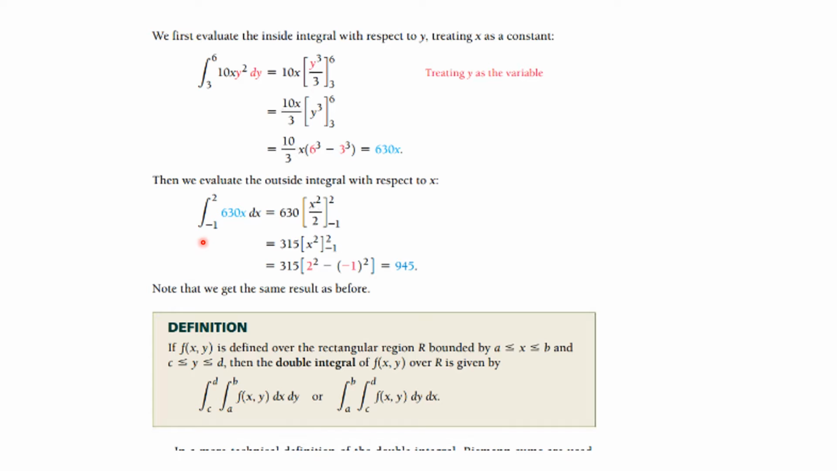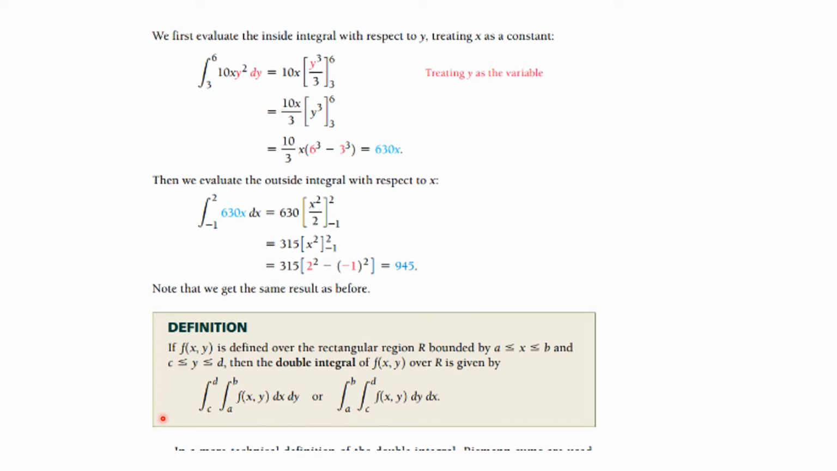But then I have to integrate this answer with respect to x with the outside one. This goes from -1 to 2. I add 1 to the exponent, divide by the new exponent. 2 goes into 630 315 times. And I evaluate this using the fundamental theorem of calculus, and I get the same answer.